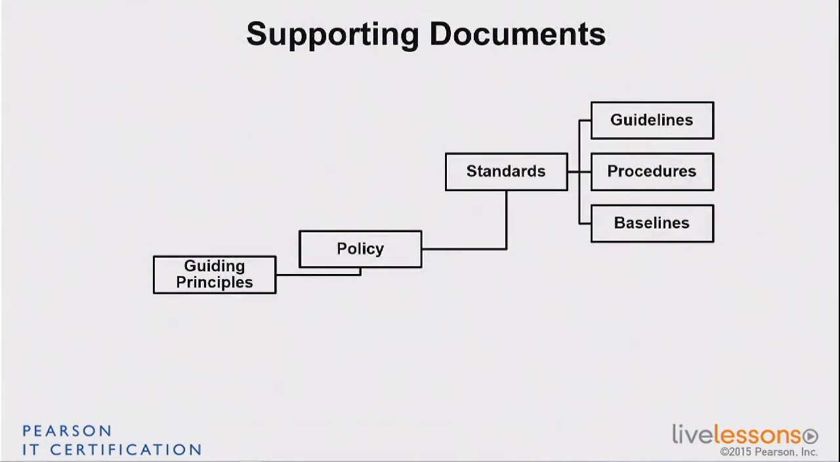So policies themselves, though, are not going to accomplish what we're looking to do because they're just very high-level governance documents. So supporting policies, we have a set of other documents. We have standards, we have guidelines, and we have baselines. So you can see to the left of the policy, we have guiding principles that influence the policy. Then we have our policies, then standards, guidelines, procedures, and baselines. So we're going to talk about each one of those.